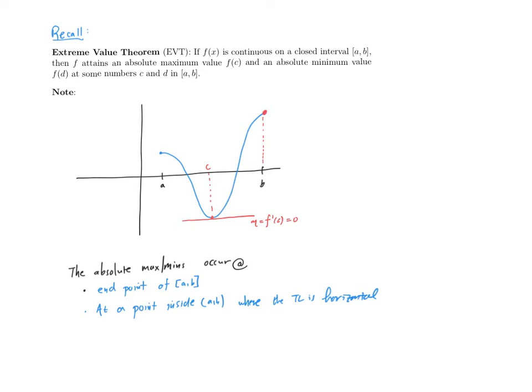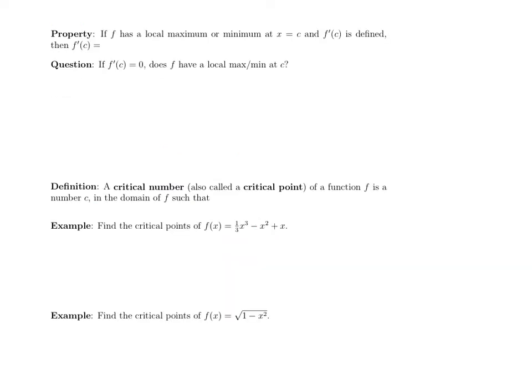And it turns out that these points c that make the derivative equal to 0 are going to play a special role in upcoming topics, and they're worth investigating a bit further. So to further investigate these points, I want to state a property. If f has a local maximum or minimum at x equals c, and the function is differentiable there, then f prime of c, as we've seen in our previous examples, will be 0.